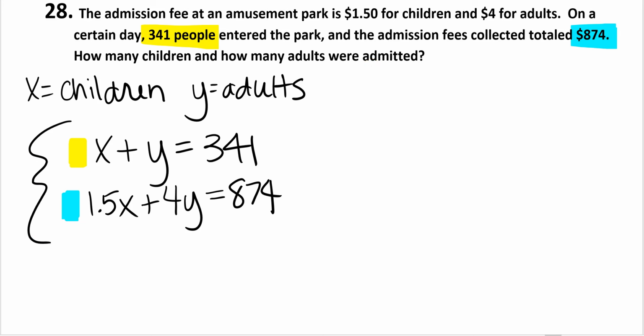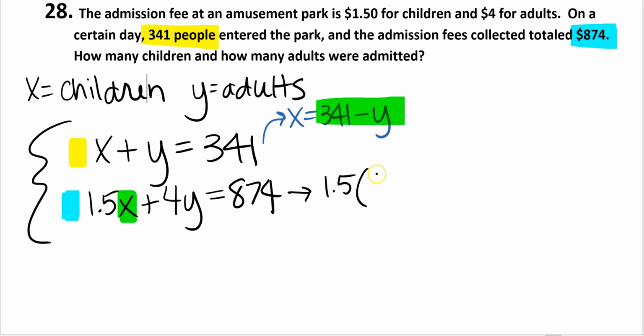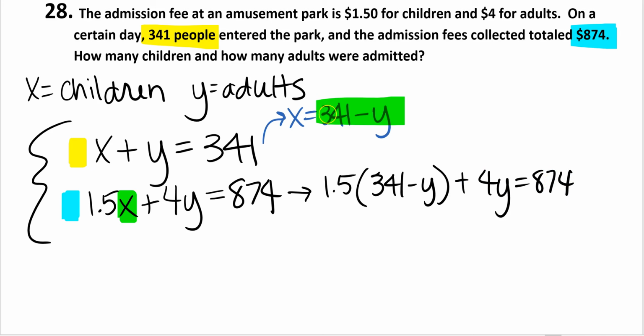So I'm going to take the first equation and I'm going to solve for x. So I'm going to say x equals 341 minus y. So I'm going to take this expression for x, 341 minus y, and plug it into x in the other equation. So I have 1.5 times 341 minus y plus 4y equals 874. So remember, I have x equals 341 minus y. I just plug that in here for x in the other equation.